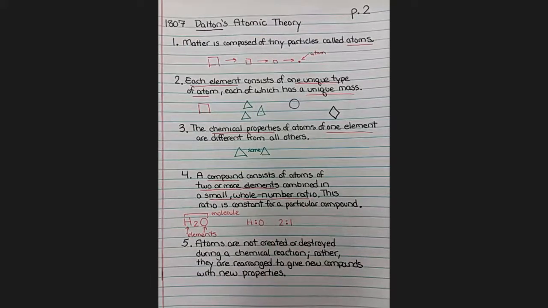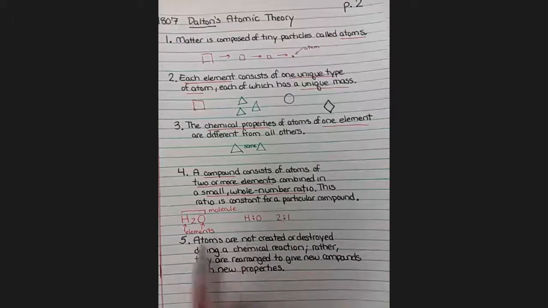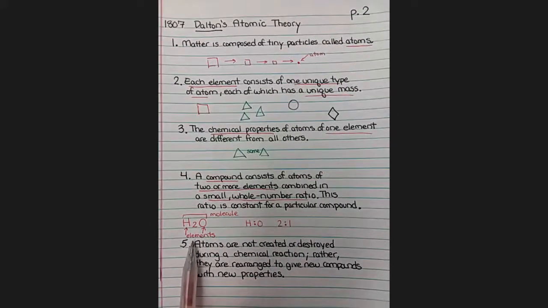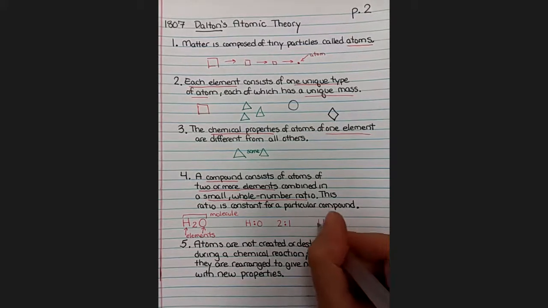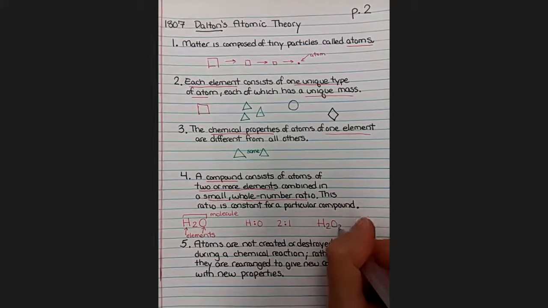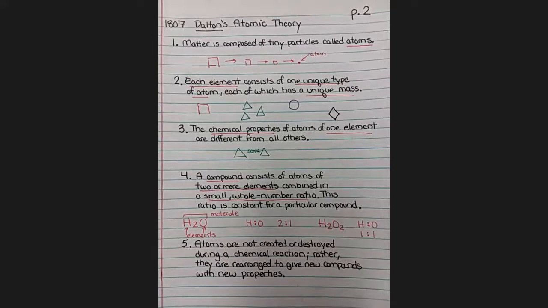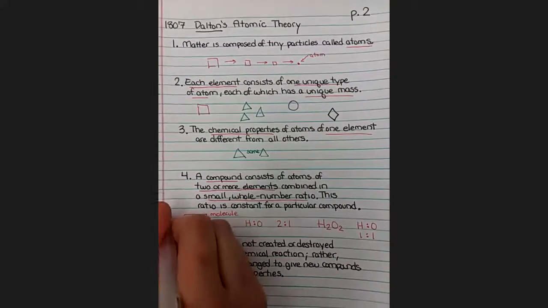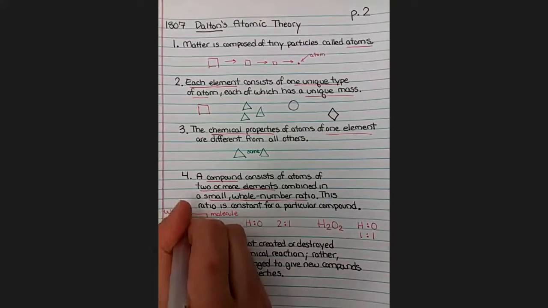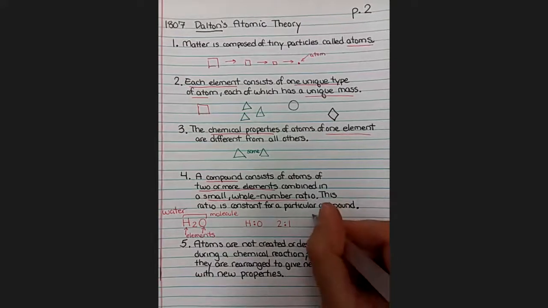So every time you have a compound, the elements are going to be combined in small whole number ratios, and it's always going to be true. In order for this molecule to be considered water, the ratio has to be 2:1. If the ratio of hydrogen to oxygen was 1:1, then this wouldn't be considered water anymore. This one with a 2:1 ratio would be water, and this one is different. This one is hydrogen peroxide.